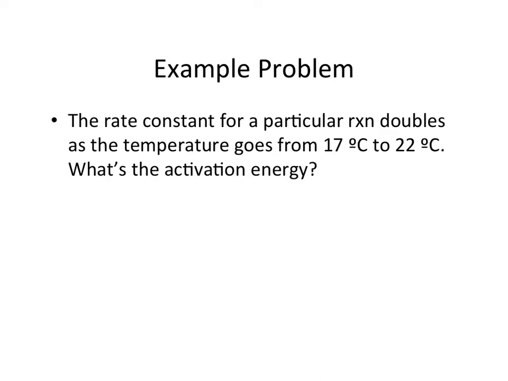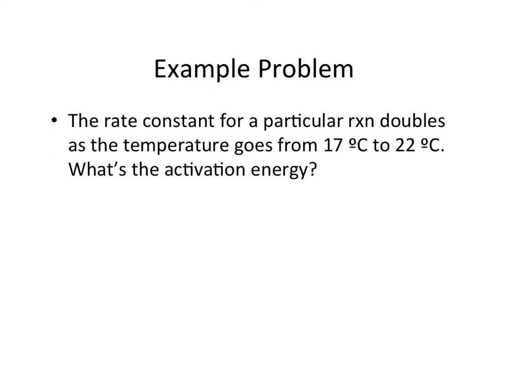Okay, so here's a cool problem. We've got a reaction, and we're not told the rate constant, but we're told that the rate constant doubles as the temperature goes from 17 to 22. And that's pretty typical, actually. The higher the temperature, the more molecules are smashing into each other with the activation energy. So as the temperature goes up, the speed of the particles increases, and there's more likelihood of a reaction.